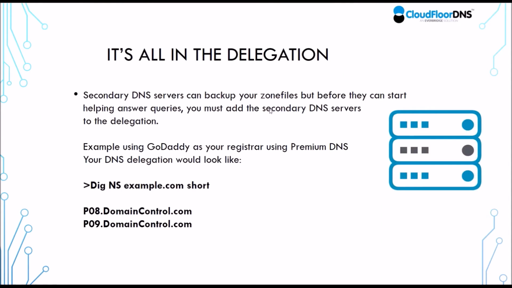So once you've set the statement of authority up and you've mirrored your zone, it's all in the delegation. And the delegation primarily says what name servers you can ask for this data. So it gives you the list of the name servers where the domain resides. So in this case, we have example.com at GoDaddy Premium on their Premium DNS. And this is what your delegation would look like. If you do a dig NS, and this shows example.com short, it will pull down those 2 servers that can be queried to find out any of the resources where example.com lives.